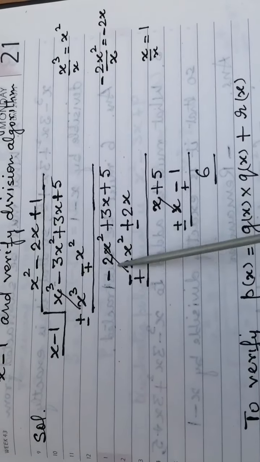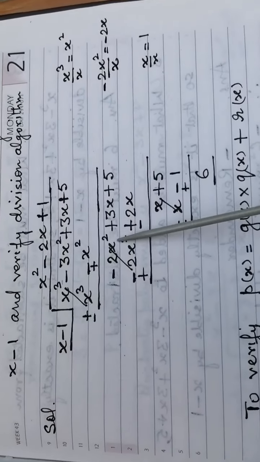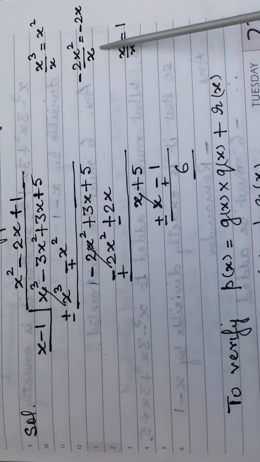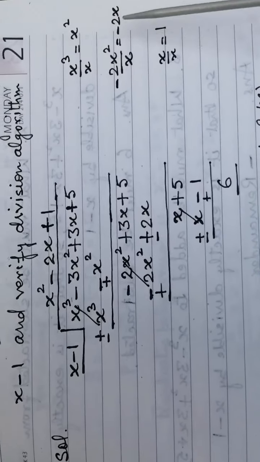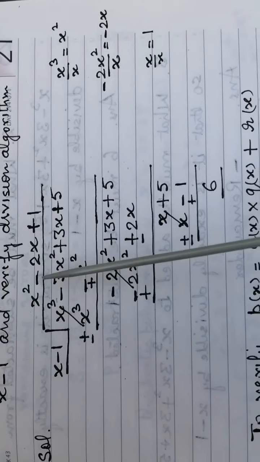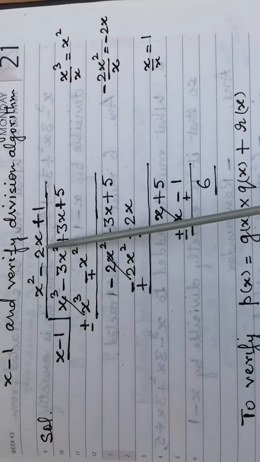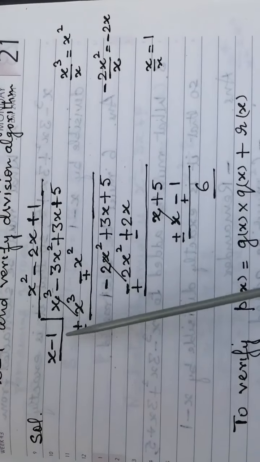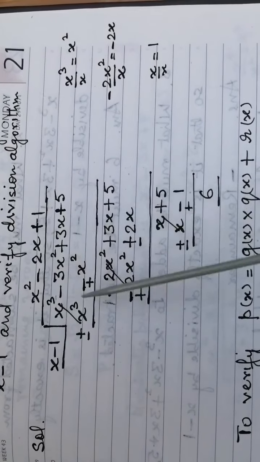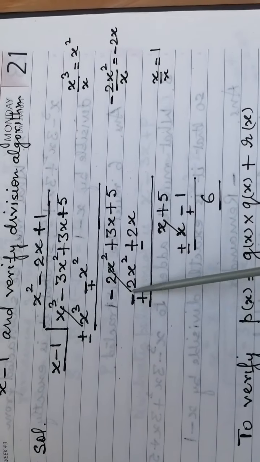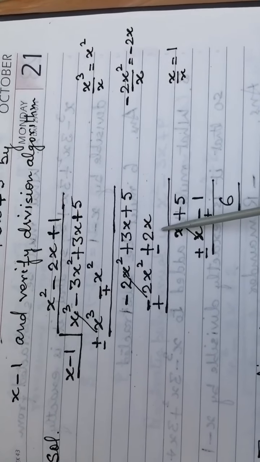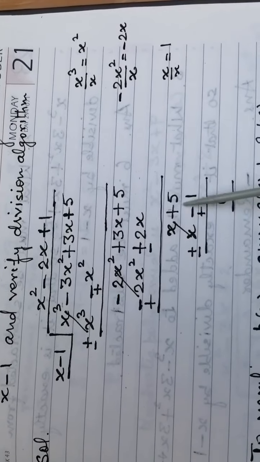Now what is the first term here? Minus 2x square. So minus 2x square upon x, so that you get minus 2x. So that means second term will be minus 2x. Now multiply both by minus 2x. So minus 2x into x is minus 2x square and minus 2x into minus 1 is plus 2x. Now change the signs, so they get cancelled. Here 3x minus 2x is x plus 5 as it is.